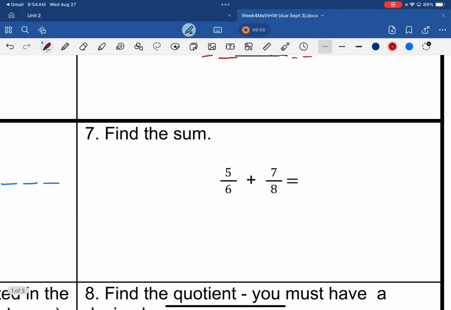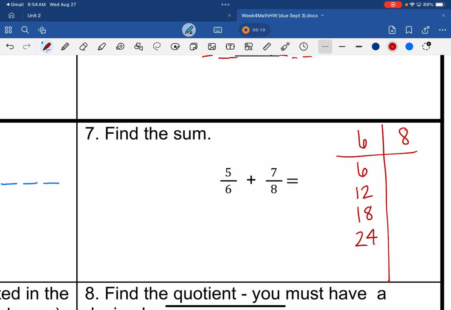Find the sum. Well, this one we need to find a common denominator. So this is different. I'm not finding the greatest common factor. Now I'm finding the least common multiple. So I'm going to count until I find a number that's the same. I think it's 24. So I'll stop there. And I was right, it's 24.